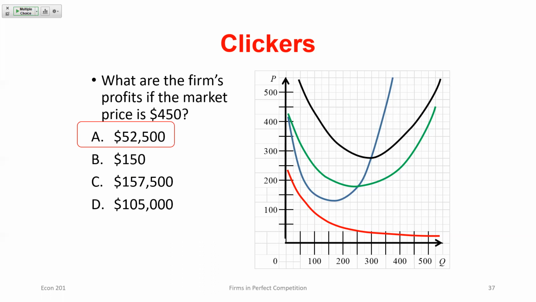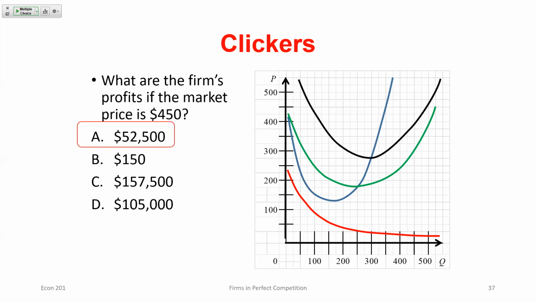So it's just a matter of identifying that optimal quantity. You're given the price, and then at that optimal quantity, you go up to your average total cost curve to determine what the average total cost is at that quantity. So in this example, at that price of 450, we've got positive economic profits, and this firm should stay open.